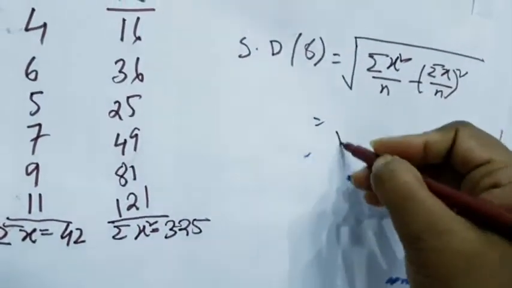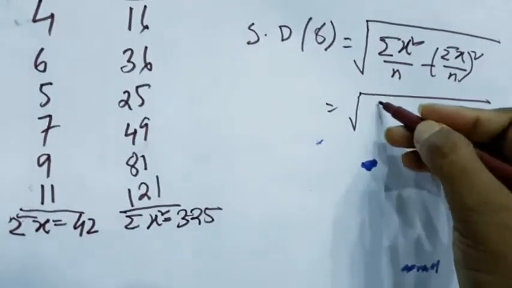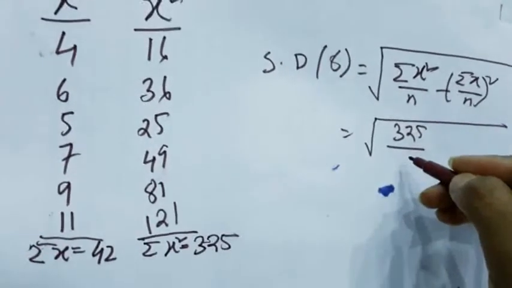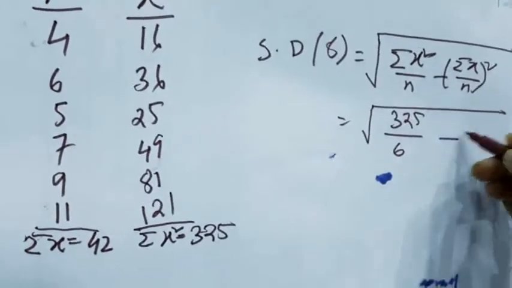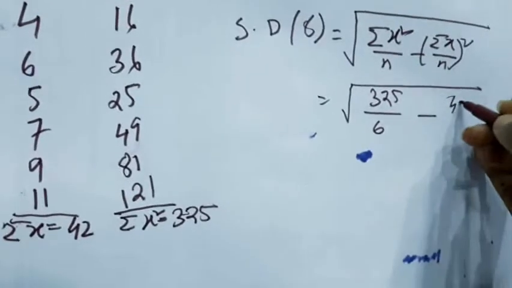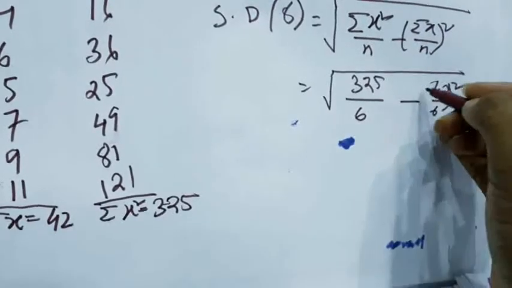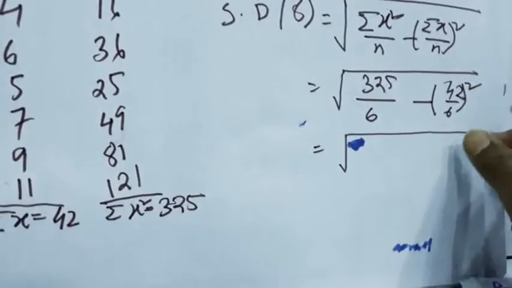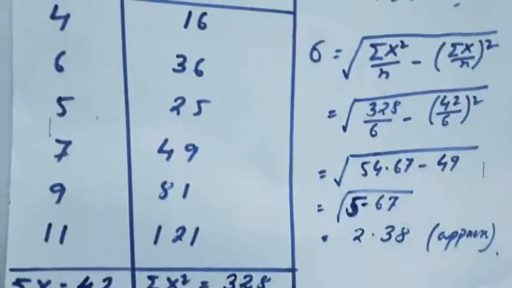Now we can put this in the formula here. Summation x square is 325 by the number of observations, which is 1, 2, 3, 4, 5, 6, that is 6, minus 42 by 6 whole square. Now if we put the value of all this, we will get this result.